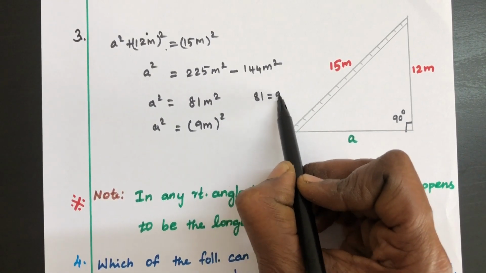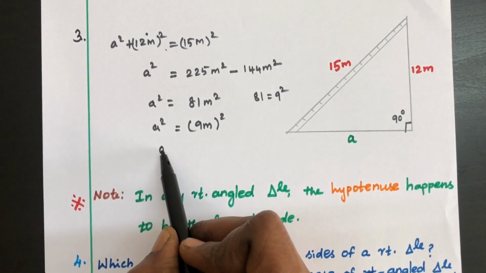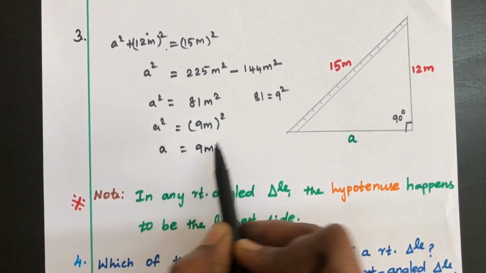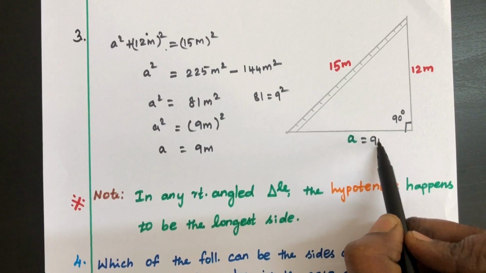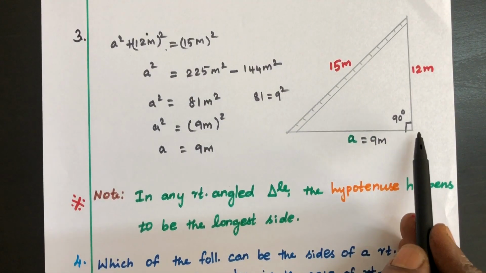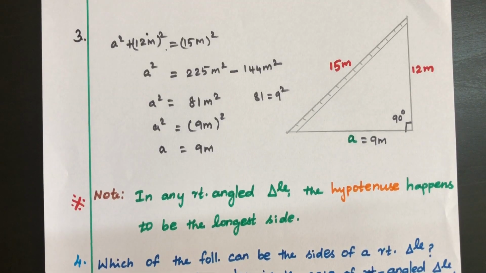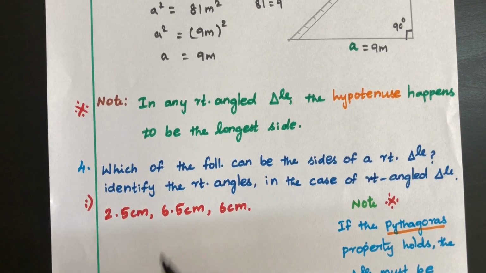81 is equal to a square. So 9 meter the whole square. If we remove the squares, a is equal to 9 meter. The value is 9 meter. The length of the foot of the ladder to the wall is 9 meter. This is the answer.